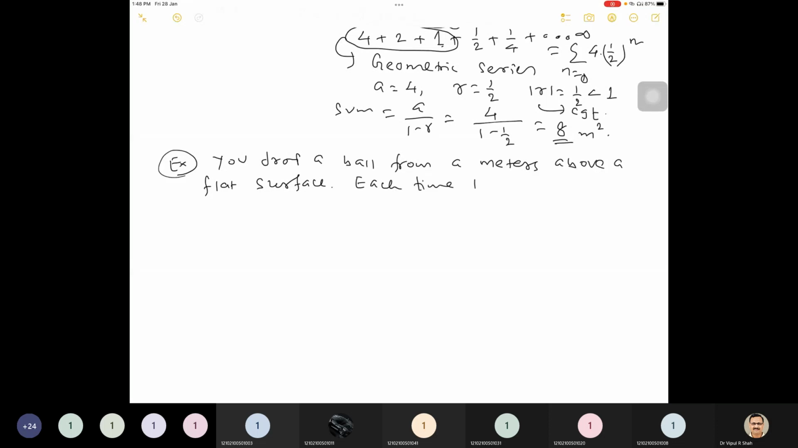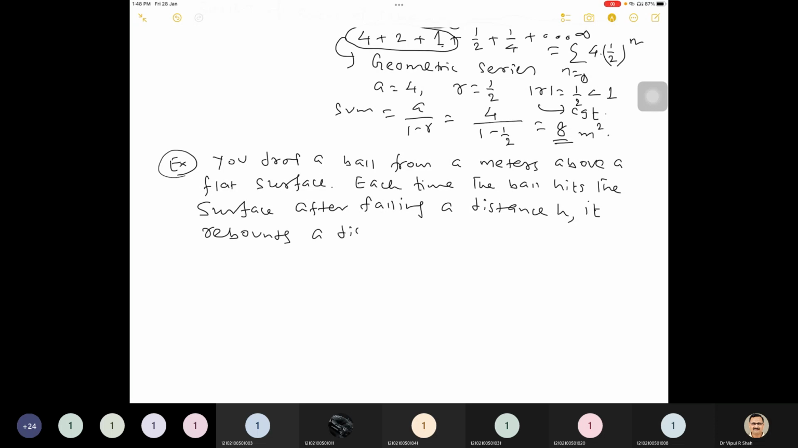Each time the ball hits the surface, after falling a distance h, it rebounds a distance rh, where r is less than 1, it is positive also. So when r lies in 0 to 1.